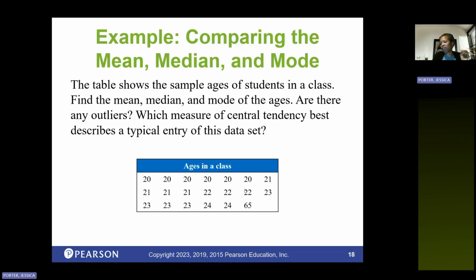So notice I have in my table all these people in their 20s, and then I have one person that's 65 in this class.